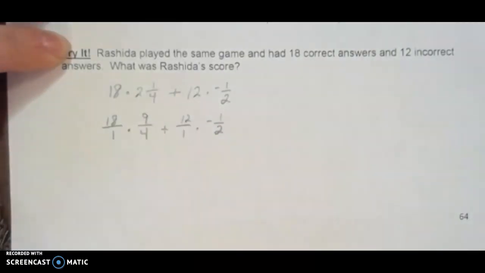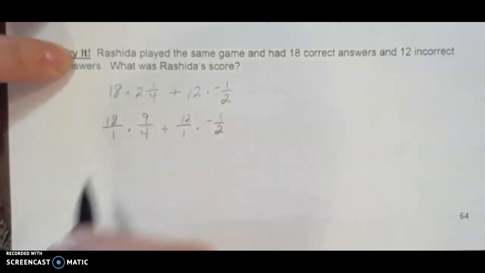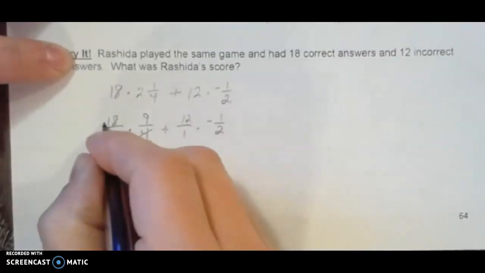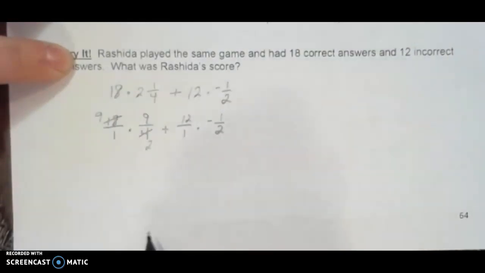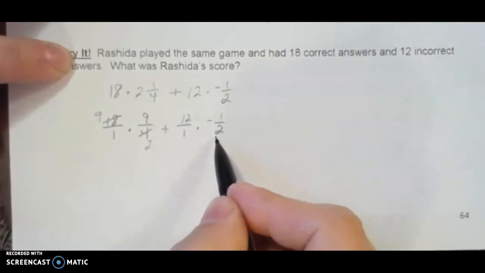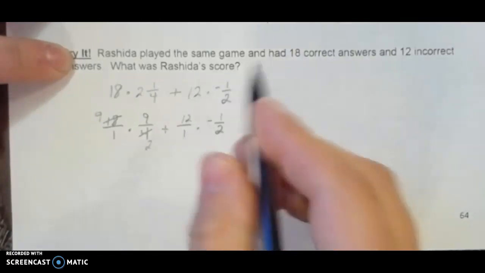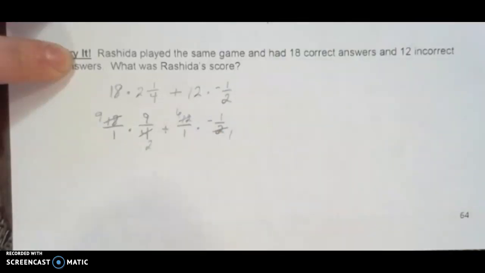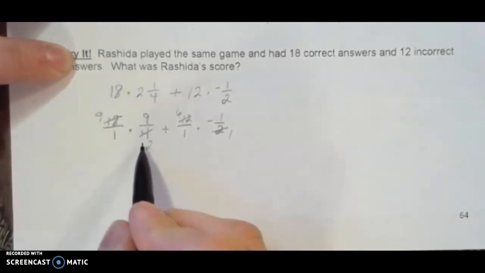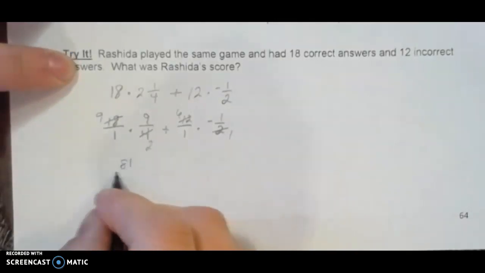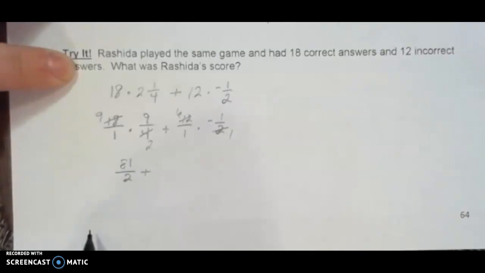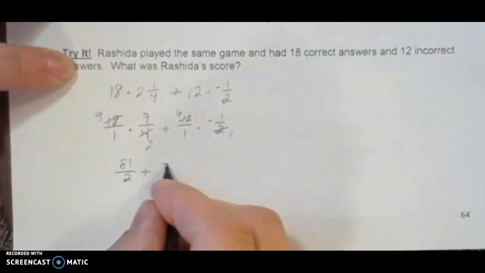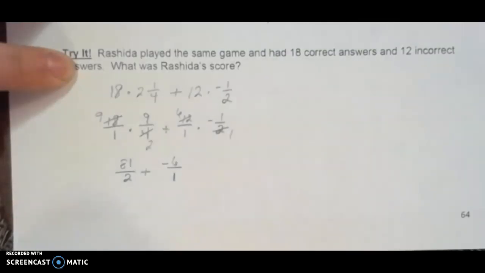All right, now this time before I multiply, I can do some simplifying. 18 and 4 have a common factor of 2. 2 goes into 4 twice and into 18 9 times. 2 and 12 also have a common factor of 2. 2 goes into 2 once and into 12 6 times. And now I can multiply. 9 over 1 times 9 over 2 is going to be 81 over 2 plus 6 over 1 times -1 over 1 is going to be -6 over 1.